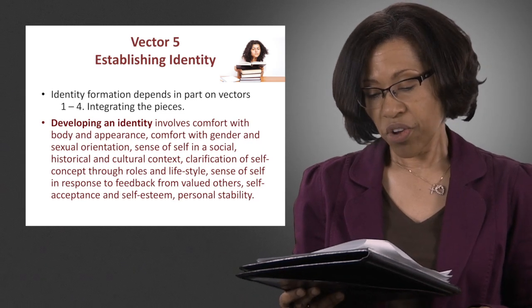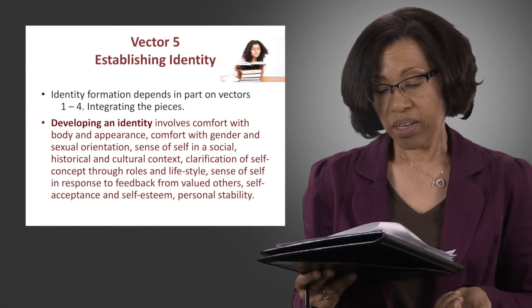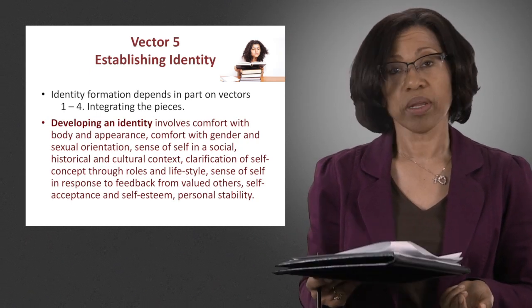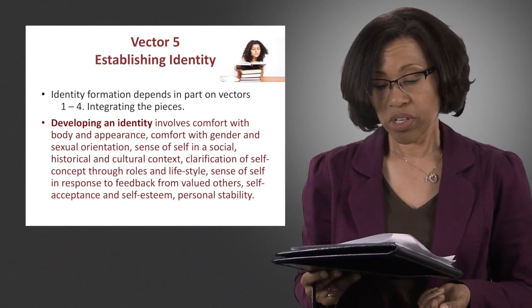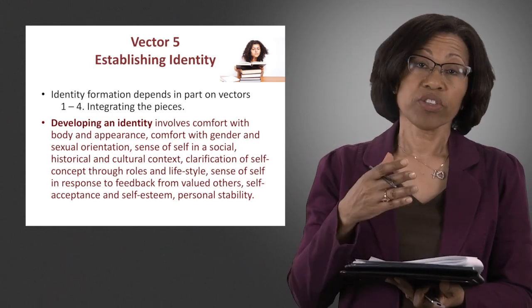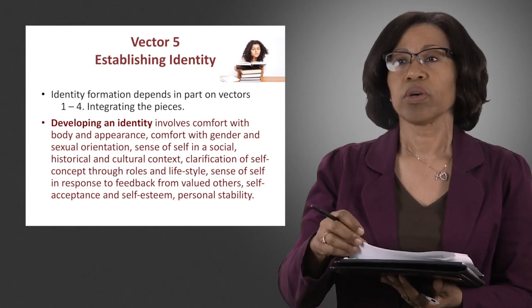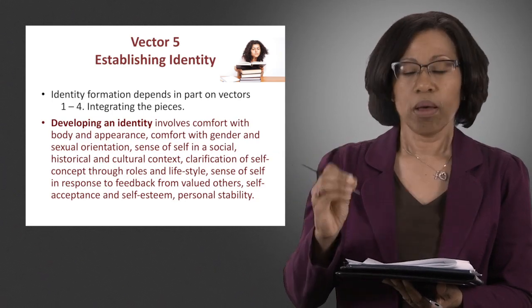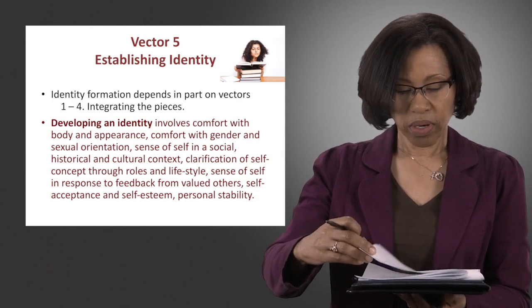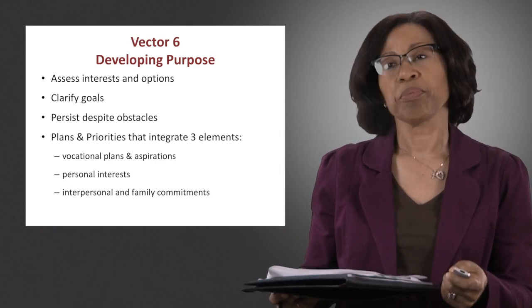In this revised theory, this vector took on added complexity to acknowledge differences in identity development that were based on gender, ethnic background, and sexual orientation. The first 4 vectors actually culminate in establishing identity, so this is a critical, pivotal vector that students would resolve. Vector 6, developing purpose.